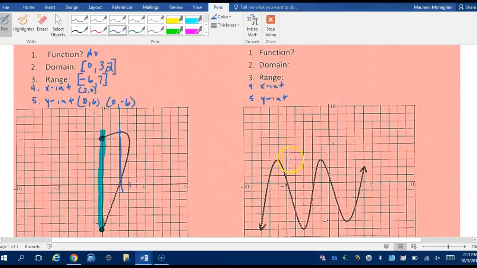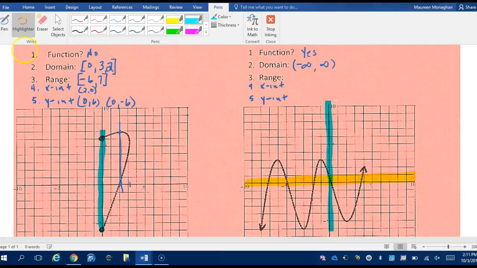Okay. Next one. Is it a function? I'm going to say yes. There aren't 2 points that I can hit with one vertical line. Domain is whatever happens on the x-axis, and it keeps going left to right forever and ever. So the domain is -infinity to +infinity. The range goes down to the negative land and goes up to positive land forever and ever. So same thing, -infinity to +infinity.